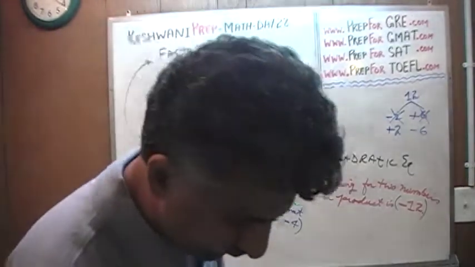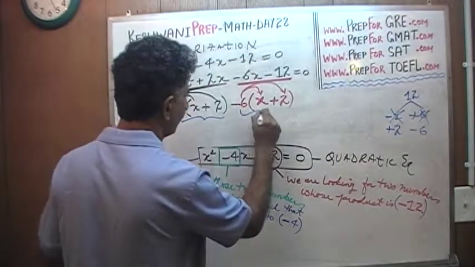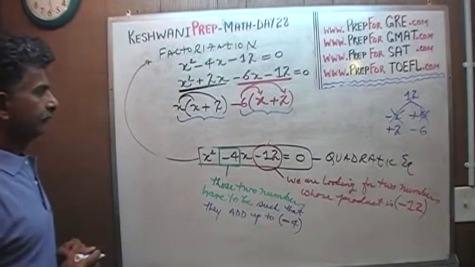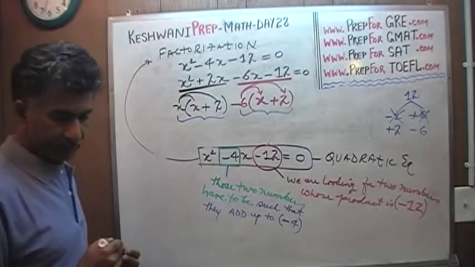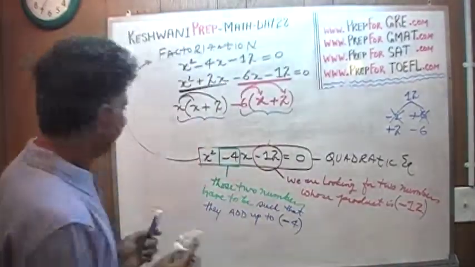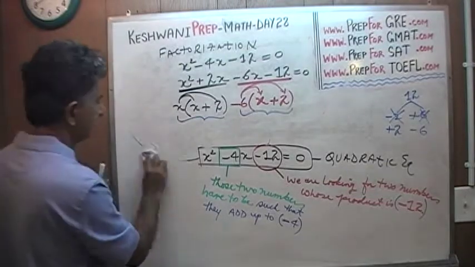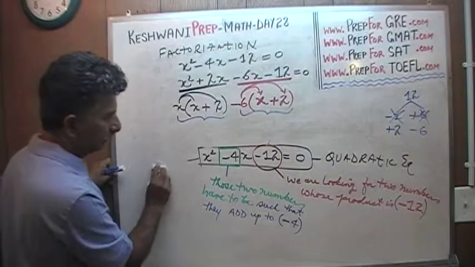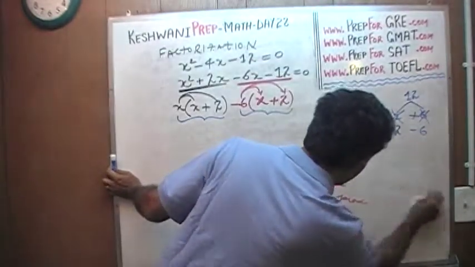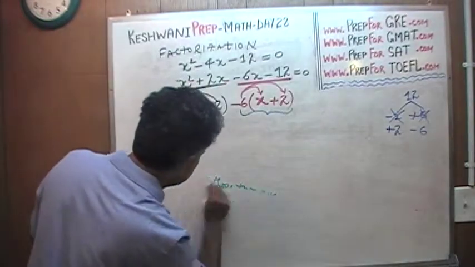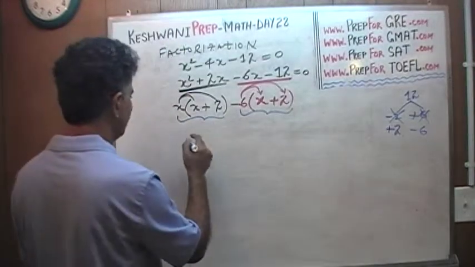Now I want you to look at these two terms. What do you find common in this thing? Well, I see x plus 2 here and x plus 2 here. We're going to take that out common. Again, I'm going to erase it because it's getting too crowded. So let's take it out. x plus 2 we're going to take out common.